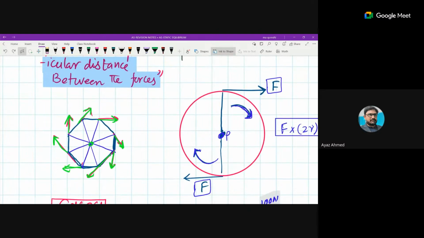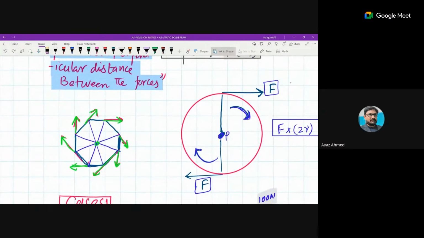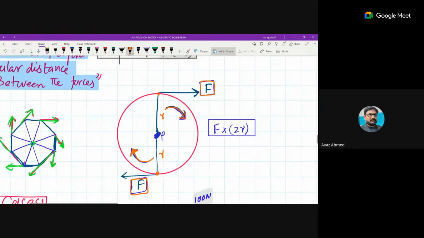These are examples of a couple. For example, if F is a force applied on this edge of this circular wheel, and F is the force acting on the other edge of the wheel, both of them are trying to rotate it in the clockwise direction, isn't it? And what is the perpendicular distance between them? The diameter. This is R, this is R. So I can say that the moment is equal to F times 2R. Is it clear to you?